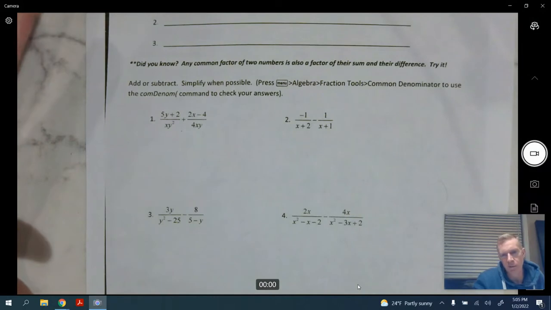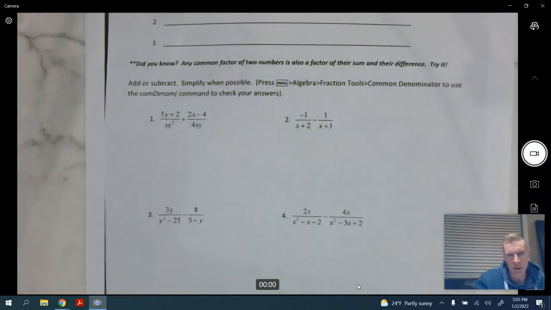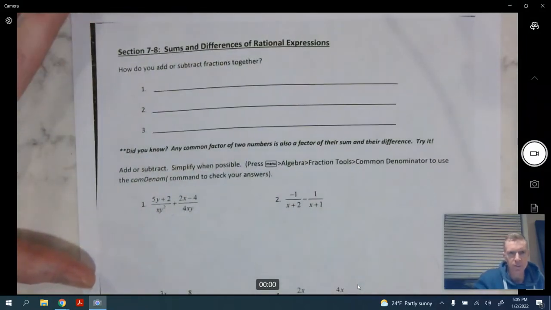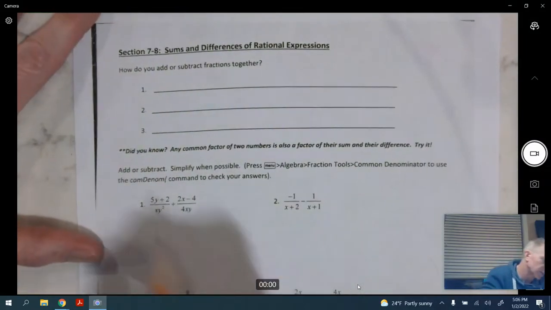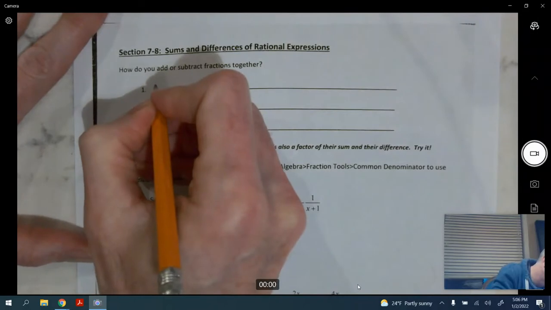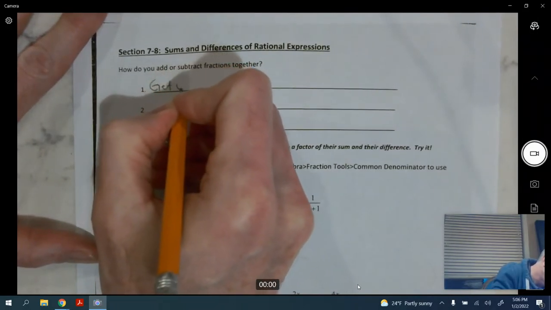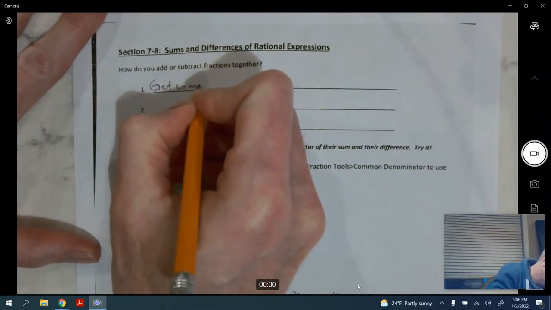subtracting, which makes it a little bit more complicated because when multiplying, you can simply multiply the numerators and multiply the denominators. When you're adding and subtracting, we need to get common denominators first. Okay, so just a reminder, how do you add or subtract fractions together? First, you have to get common denominators.